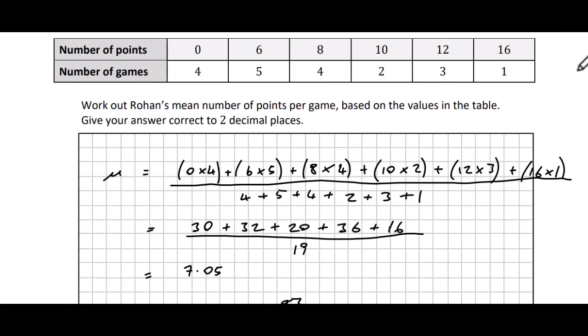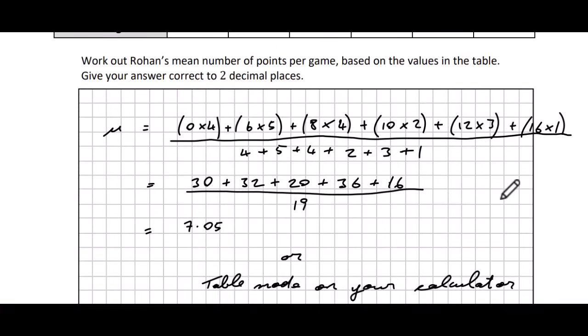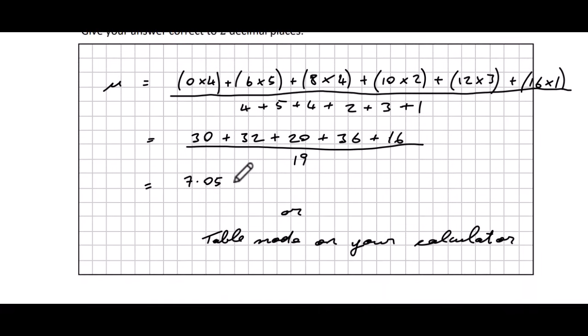Okay, so this is the mean of a frequency table. There is a formula for that. Basically, you multiply 0 by 4, 6 by 5, 8 by 4, 10 by 2, 12 by 3, 16 by 1, and then add them all up. And then you divide by the sum of the frequencies here. So you add up 4 plus 5 plus 4 plus 2 plus 3 plus 1. That goes on the bottom. I did this already because it's kind of long-winded, and I got 7.05.